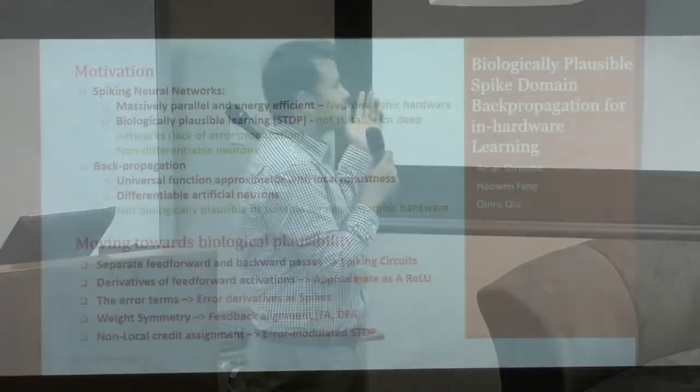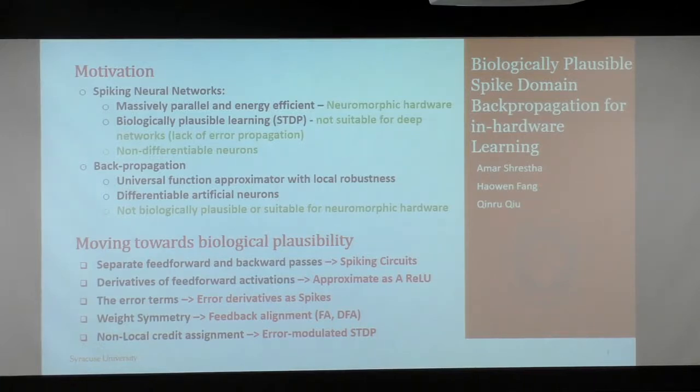So for that purpose, we try to solve some biological implausibility problems with backpropagation. For example, separating the forward and backward passes and replacing them with spiking circuits, approximating the nonlinearity of the forward pass and linearity of the backward pass. Similarly, calculate the derivatives of the loss using just spiking circuits, solve the weight symmetry problem, and also at the end, utilize the target propagation algorithm to derive a STDP rule that looks very similar to the derivation of the STDP rule by Bengio's group.